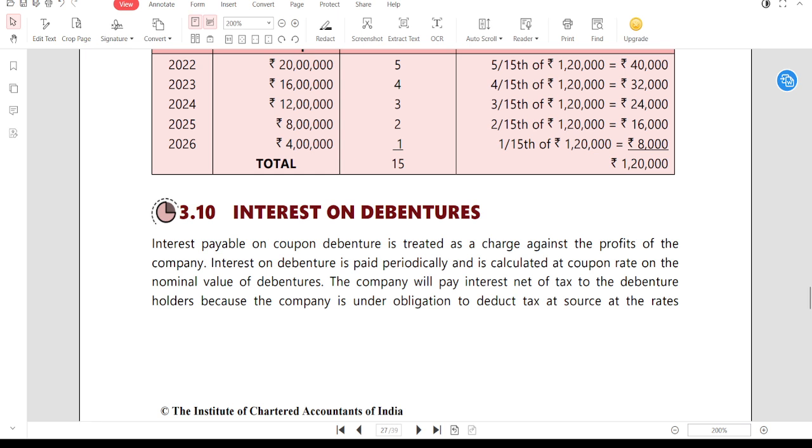So let us understand the accounting of this once and how we do it. Okay. Number 1, see this once: interest payable on coupon debenture is treated as a charge against the profit of the company. Interest is paid periodically and is calculated at the coupon rate on the nominal value of the debenture. So interest is to be calculated always on the face value or the nominal value of the debenture. And any TDS needs to be deducted from the interest on debenture.